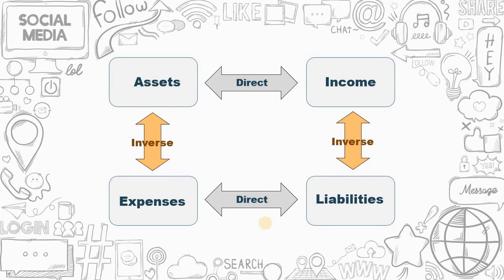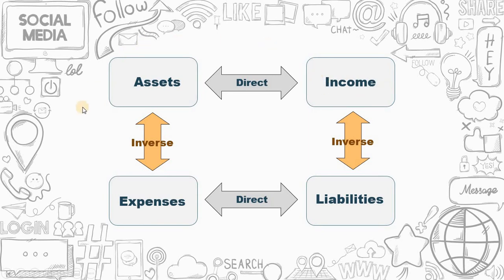So to start our analysis, let us use this illustration. This illustration shows the relationship between a real account and another real account, and the relationship between a real account and a nominal account. So let us first start with the assets and income. Between asset and income, the relationship is direct. It means that if the asset is overstated, the income is also overstated. And if the asset is understated, its related income is also understated.